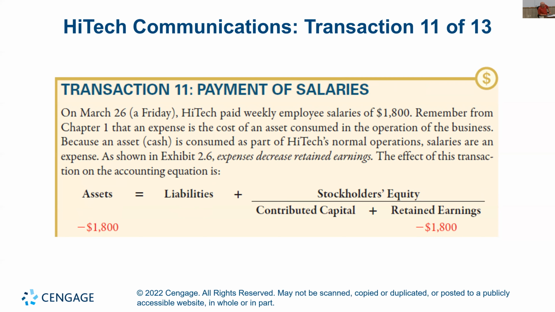Transaction 11 here, we paid some salaries. Salaries, we paid them $1,800. Okay. Salaries, that is a normal cost of doing business. We need to pay this. That is an expense. An expense affects net income. Then net income affects retained earnings. So in this case, we are going to lower our retained earnings in our equity section by $1,800. And we also paid out cash. So our cash is going down by $1,800. So as you can see here, we stay in balance by lowering the assets and lowering our stockholders' equity through retained earnings.